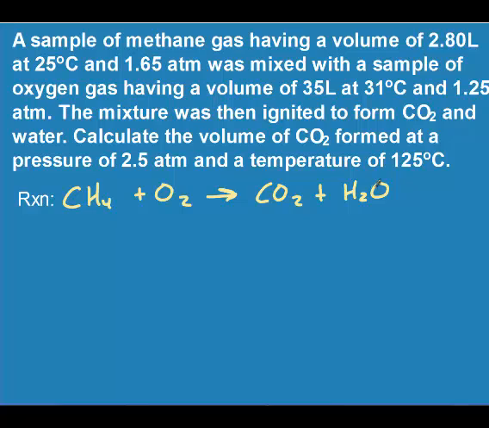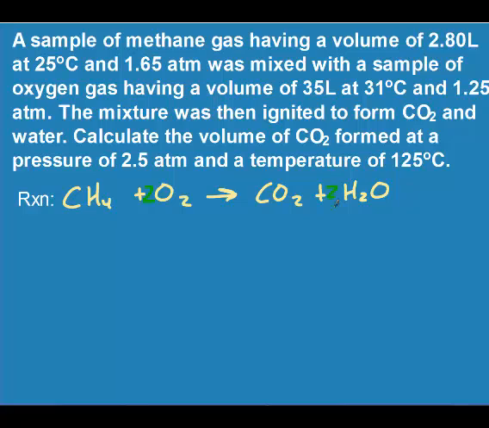So the first step you've got to do is balance your equation. So pause the video and balance the equation. Restart when you have an answer. So you should have put a 2 in front of oxygen and a 2 in front of water.